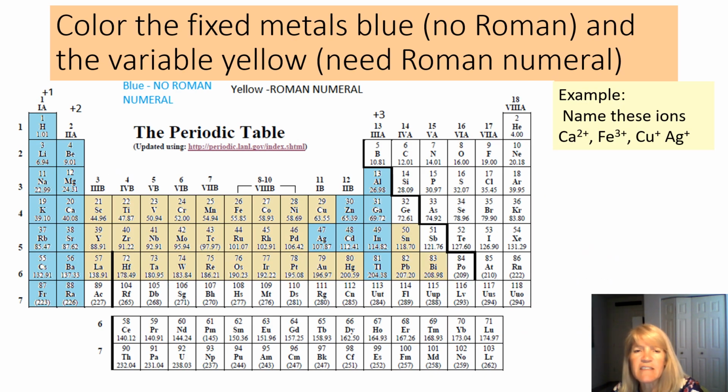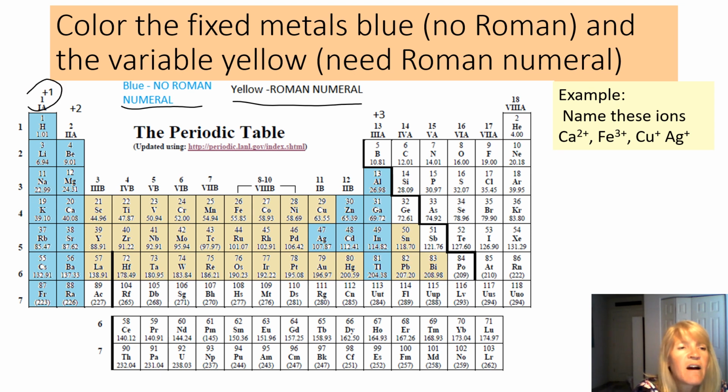Actually, I think it's helpful to take a copy of the periodic table and color it. The blue ones are going to be our fixed charge, and they are not going to need a Roman numeral. The yellow ones are going to be the variable charge, and we are going to give them a Roman numeral. So you can see that the representatives, the 1A are +1, the 2A are +2, the 3A are +3. Notice I didn't apply that to boron because boron's not a metal. The plus applies to metals. And so you know those columns, you know their charge.